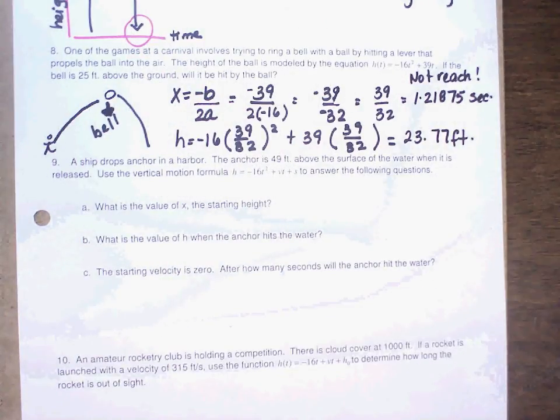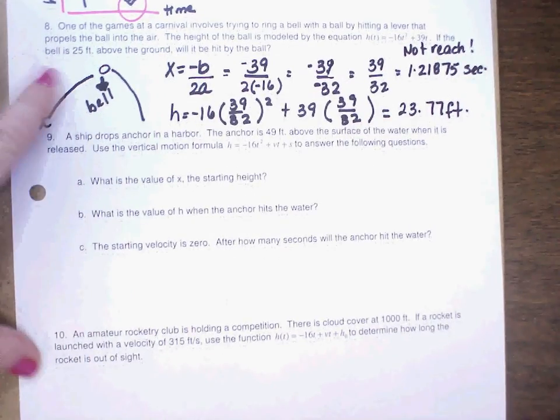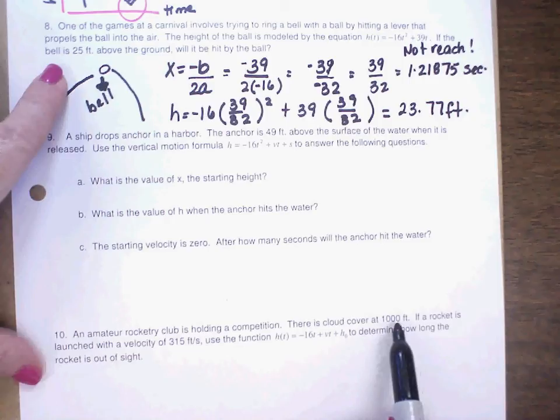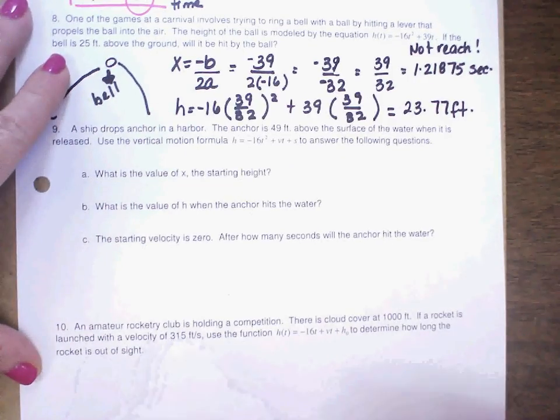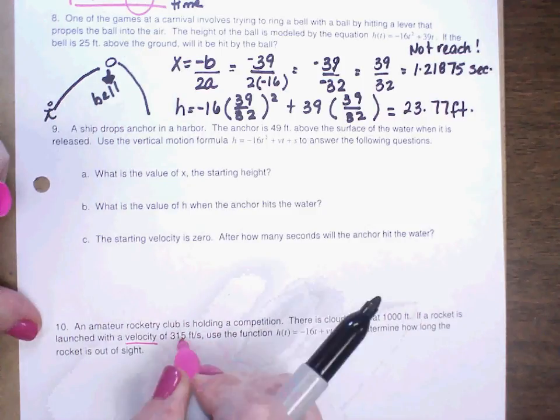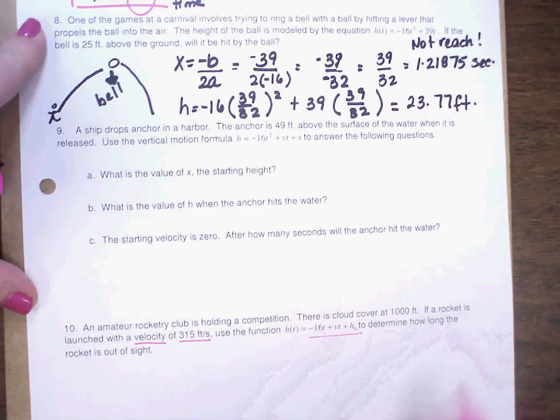Alright, let's go to 10. We'll go back to 9, but right now I want to go to 10. An amateur rocketry club is holding a competition. There is a cloud cover at 1,000 feet. If a rocket is launched with a velocity of 300, that's velocity, use the function to determine how long the rocket is out of sight.